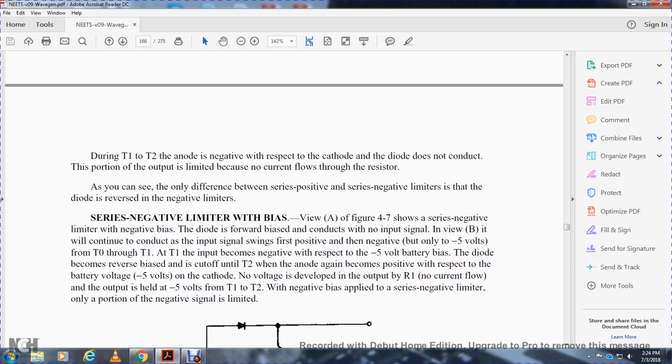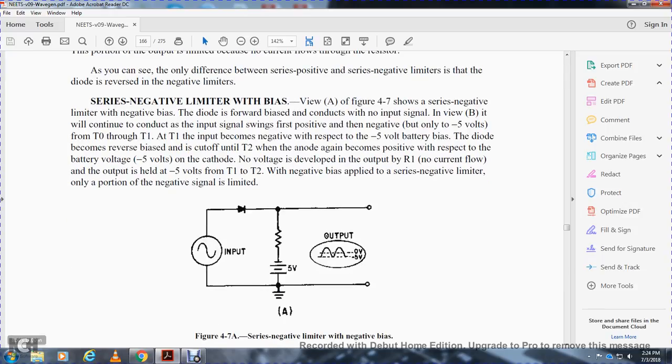But when the anode becomes positive with respect to the battery voltage of negative 5 volts, no voltage is developed across the resistor, since there is no current flow. The output is held at negative 5 volts from time 1 to time 2 by the negative bias applied to the series negative limiter, with only a portion of the negative alternation limited. Figure 4-7, the series negative limiter with a negative bias.